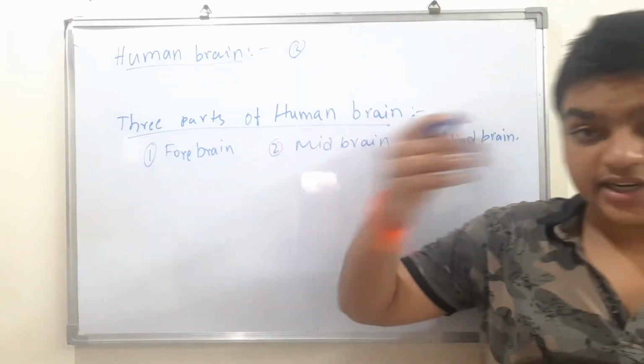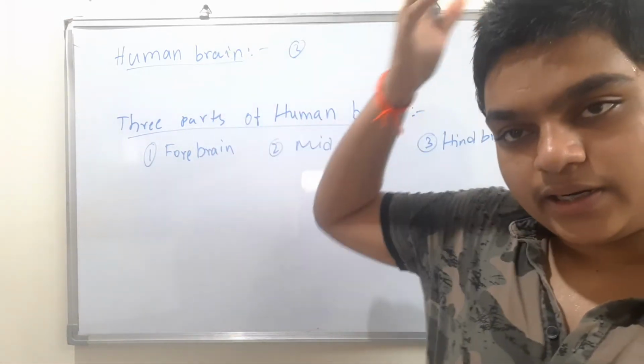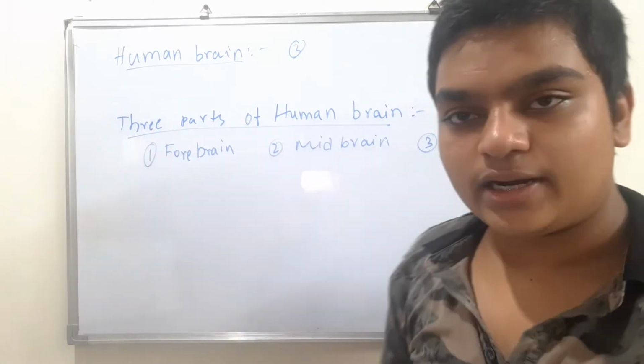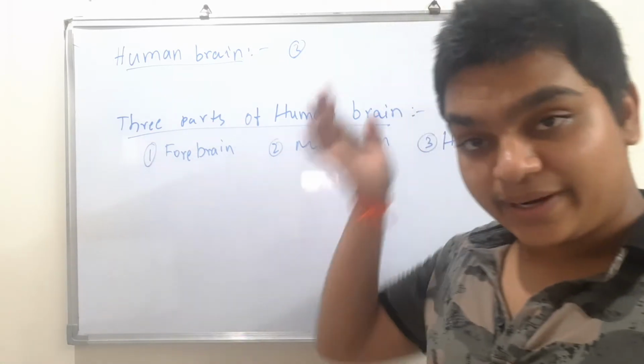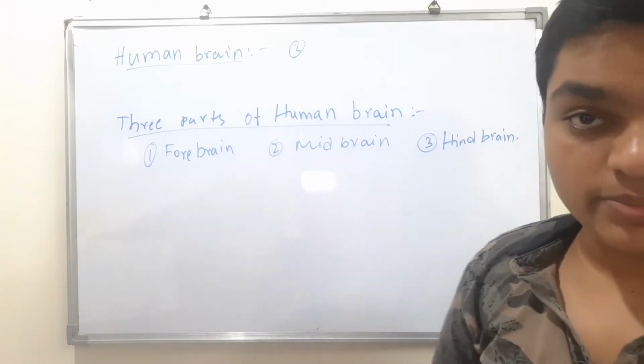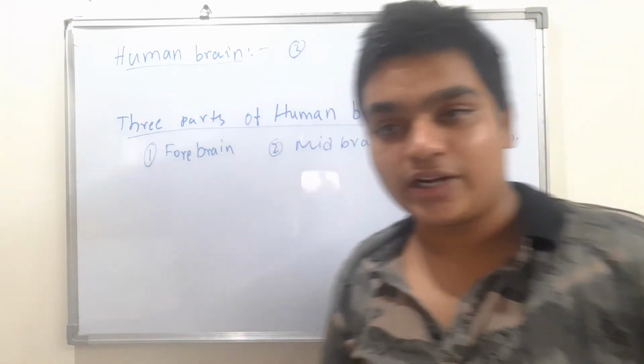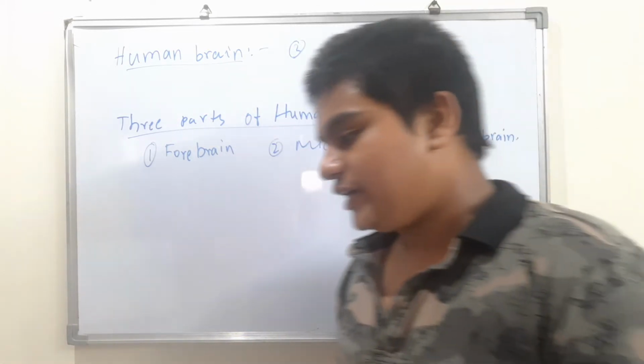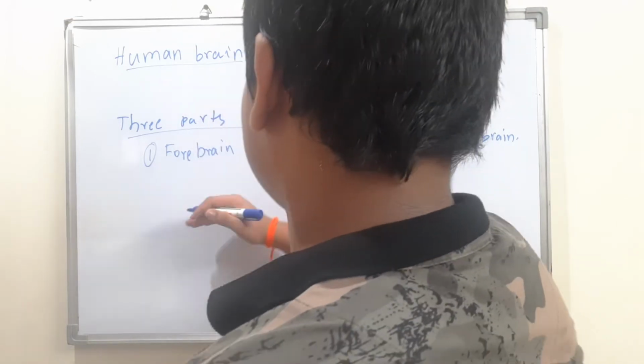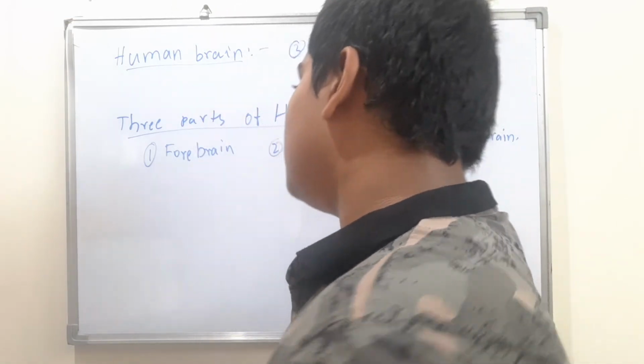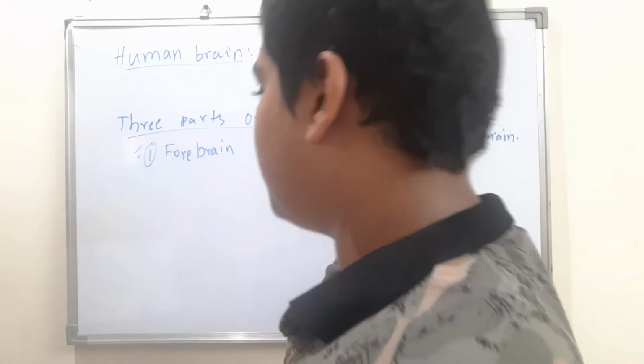Forebrain, the front side here. Midbrain, between the forebrain and hindbrain. Hindbrain, the back side, the last part of your brain. We all know these, no need to tell. Now, let us see what each of these consists of. First, we will be talking about the forebrain.